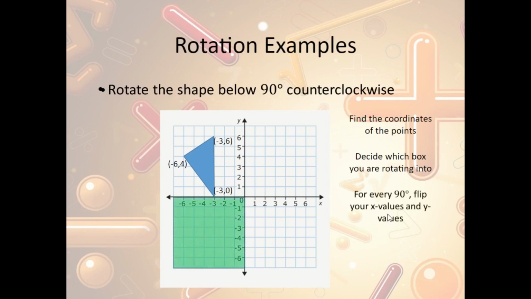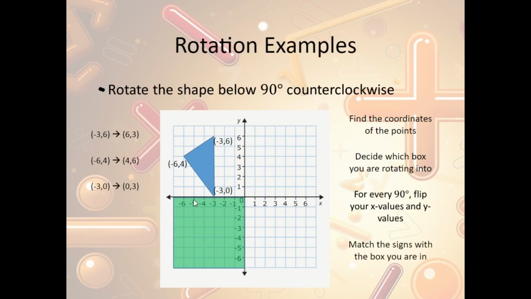Then we're only going 90 degrees, so we're going to flip all of our x's and y's. That means negative 3, 6 is going to become 6, 3. Negative 6, 4 is going to become 4, 6. And negative 3, 0 is going to become 0, 3. Now notice I don't care about the signs yet because I'm going to have to figure that out later anyway.